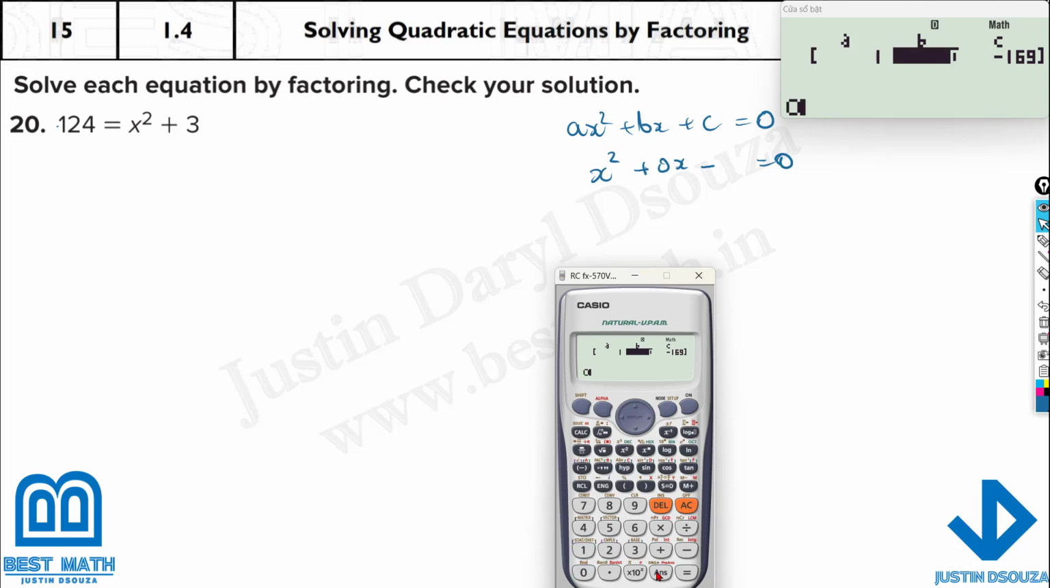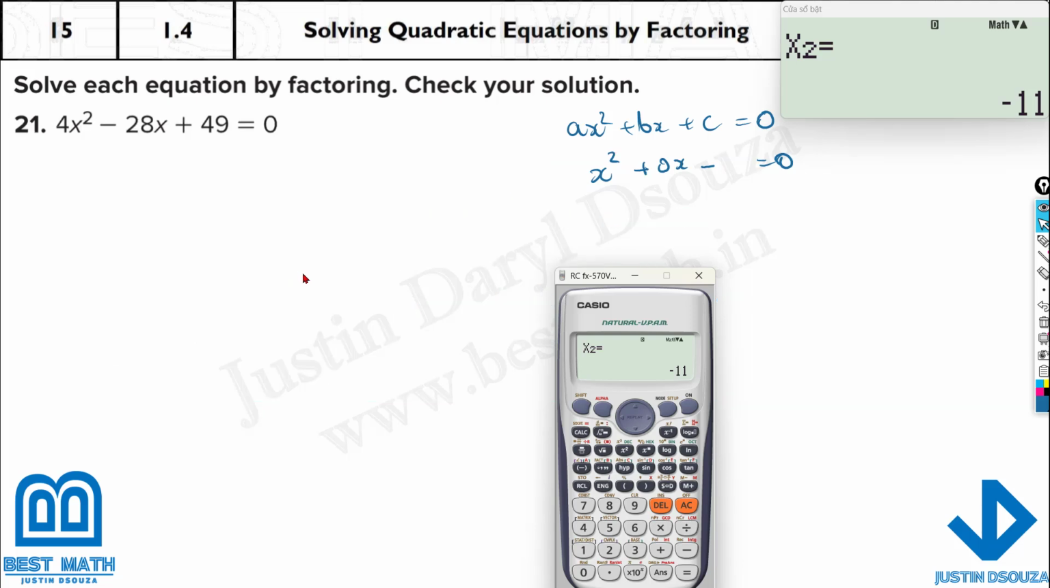1, there's no x term, so it's 0. It is 3 minus 124, that's 121, the square root is 11, so plus or minus 11. Now we have three terms, all three terms. So again, how do we go to quadratic equations?